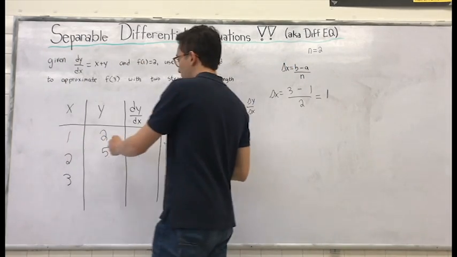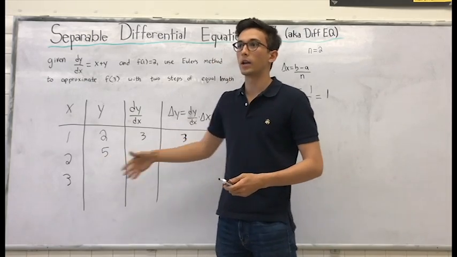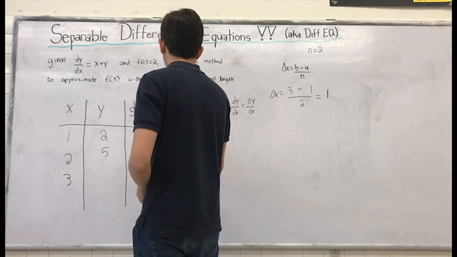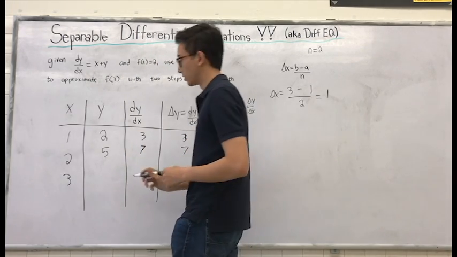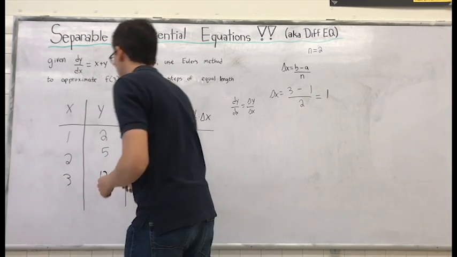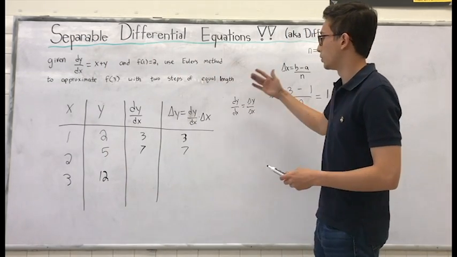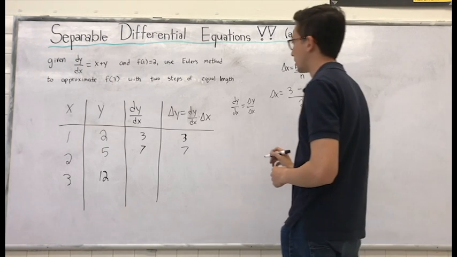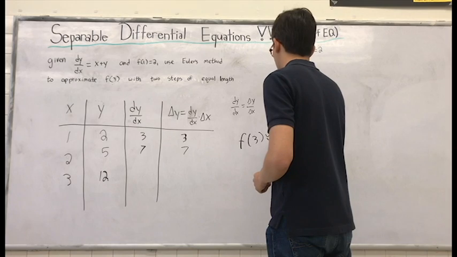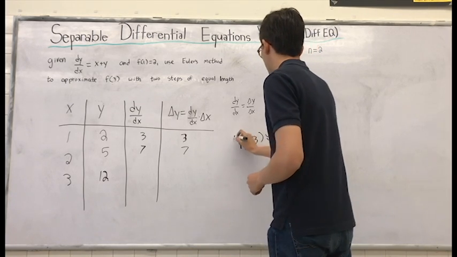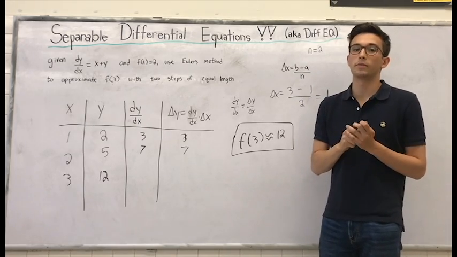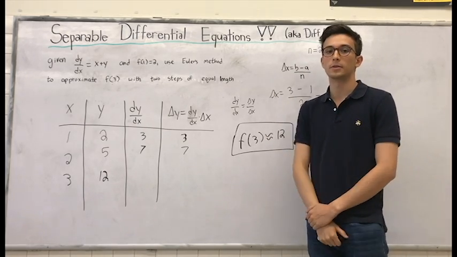And we're going to repeat the process all the way down until we get to the y value that we want. And so 5 and 2 is 7. 7 times 1 gets us 7. And then 5 plus 7 gets us to 12. And so using this table, we basically showed that using Euler's method, we can approximate f of 3 to about 12. So this is the second type of differential equation problem that you will have to solve, and this is again called an Euler's method.